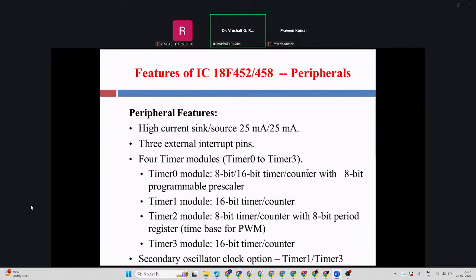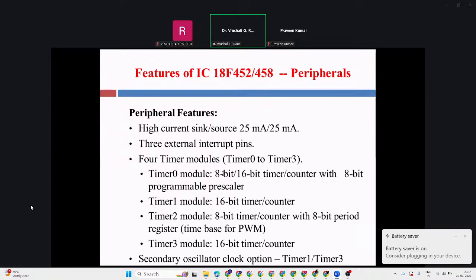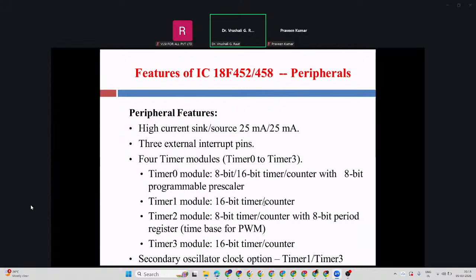It can work as a timer. It can work as a counter. It can be configured as 8-bit. It can be configured as 16-bit depending on our requirement, with an 8-bit programmable prescaler. We can prescale it, already we can divide it by some value. So that can happen with timer 0. What about timer 1? It is a 16-bit timer counter. Only 16-bit. Here there is a chance of 8-bit, in the second case there is no chance of 8-bit. Only 16-bit we have to deal with. But it can be a timer or can be a counter.